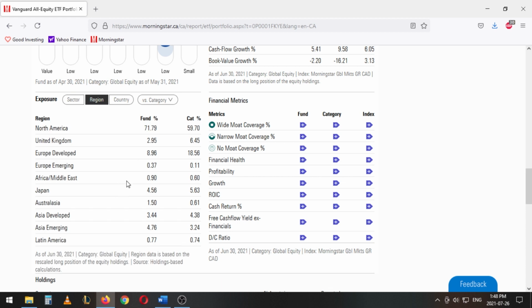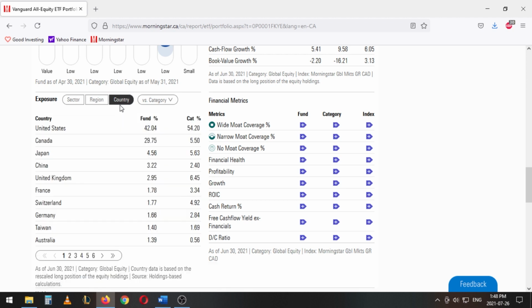We can also split it up by region. So this actually lumps together Canada and the US and Mexico into North America. And then you can do it by different region here. If we want the deep dive, we can look at it country by country. So again, you can see here Canada, 29%, basically 30% exposure to Canada compared to the category average, which is only about 5.5%. So this one does have a home bias. It is a little bit heavier in Canada.